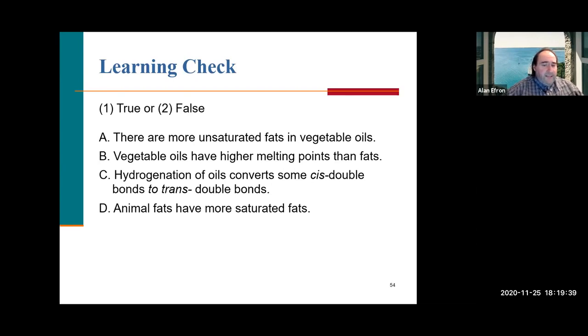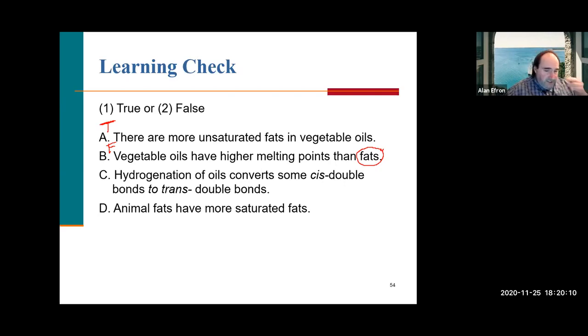There are more unsaturated fatty acids in vegetable oils. That is true. Unsaturated means double bonds. Double bonds means it's going to be more of a liquid, so that makes sense. Vegetable oils have higher melting points than fats, and that's going to be false. Fats, which are solids, which are saturated fatty acids, have all single bonds, so they're going to fit tighter and have a higher melting point.